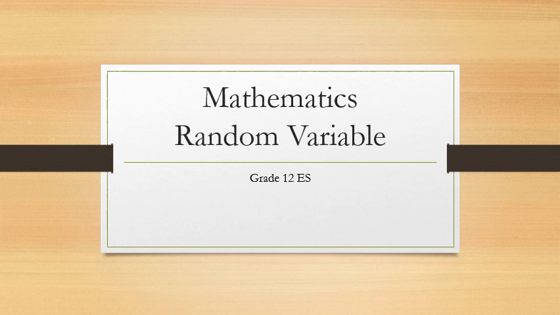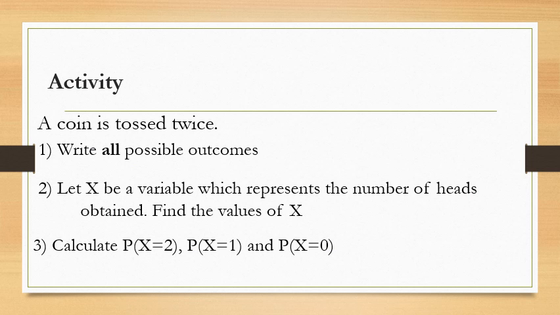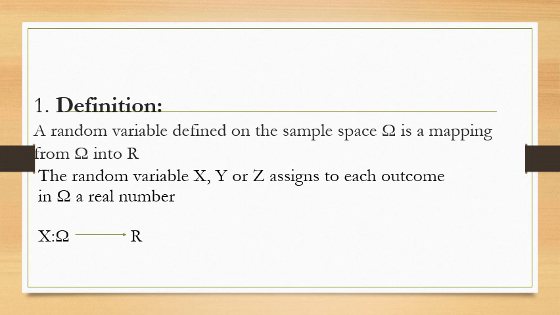Mathematics. Random variable. Activity. A coin is tossed twice. Write all possible outcomes. Let x be a variable which represents the number of heads obtained. Find the values of x. Calculate the probability of x equals 2, the probability of x equals 1, and the probability of x equals 0.